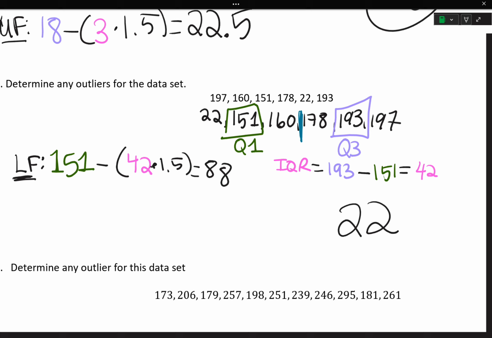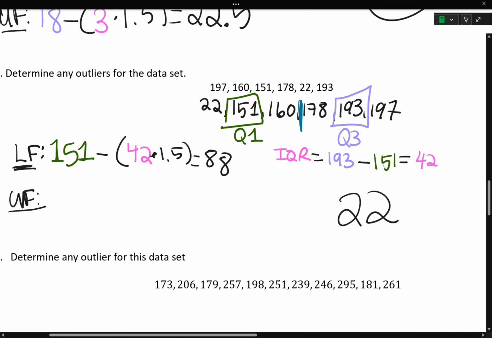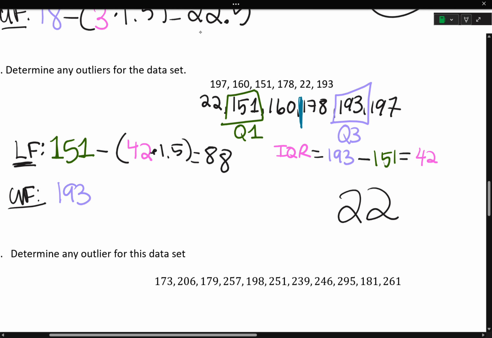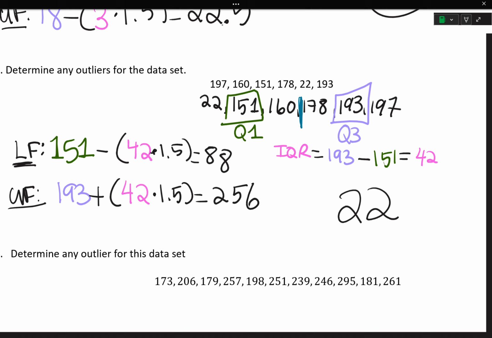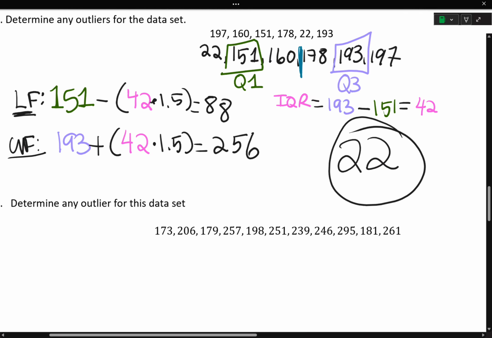Just because we had a number lower than our lower fence does not mean we're not going to have a number higher than our upper fence. So let's do our upper fence. The formula for upper fence starts with Q3, which is 193, plus our IQR, 42, times 1.5. When I put this into my calculator, I get 256. Are there any numbers larger than 256 on my list? No. 22 is my only outlier.